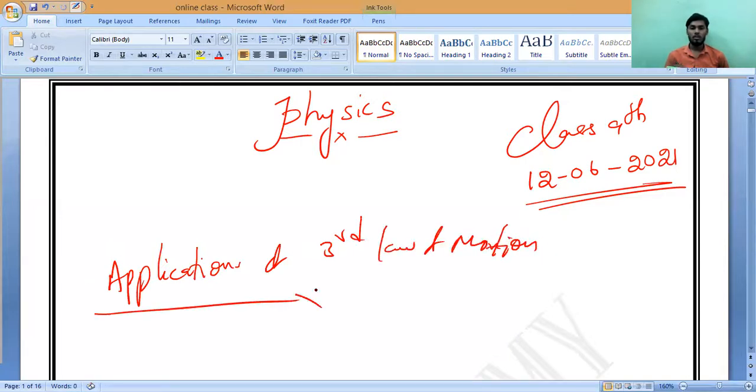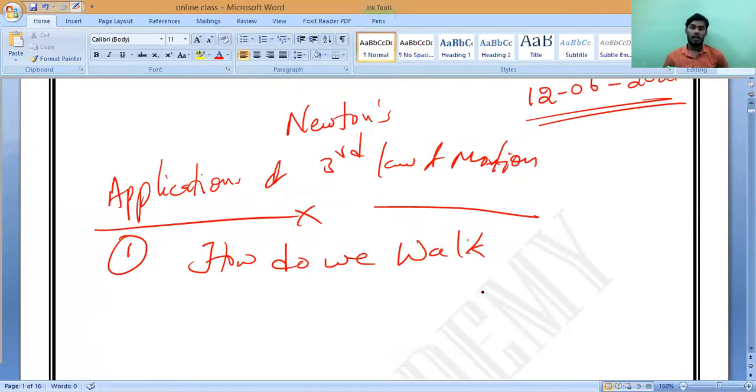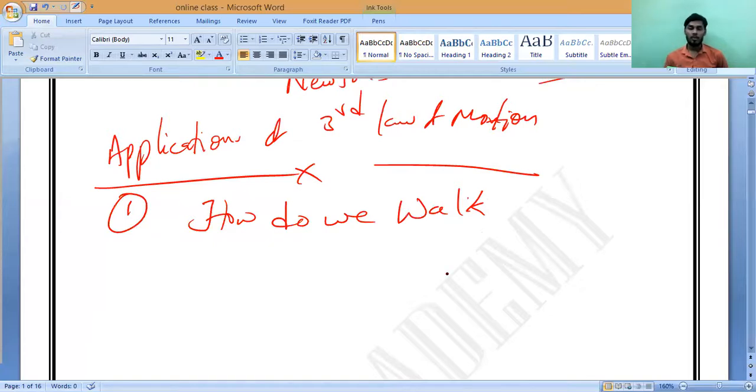Understand? So as we know, Newton's third law of motion, if you observe, what is the first application? It will give you how we walk. Why is it difficult to walk on ice? And how do we swim? This is all under this.